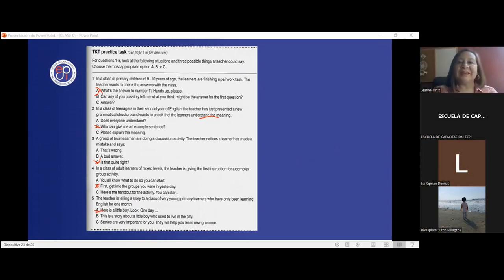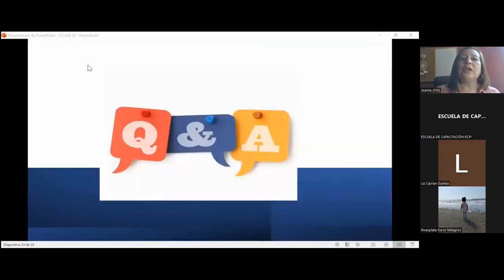Okay. How do you feel? Do you think it's complicated? Not really. Not really. What we need is to read in detail, right? Is to read and to check some keywords that will help us to find the answers. Okay, these are the answers. And now questions and answers. Any question connected with the exams?